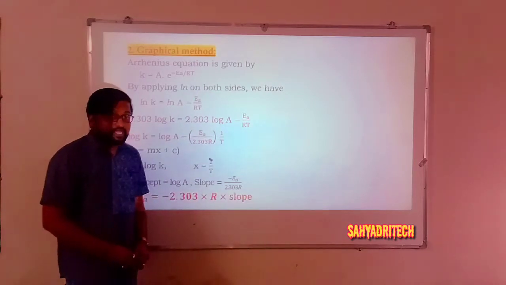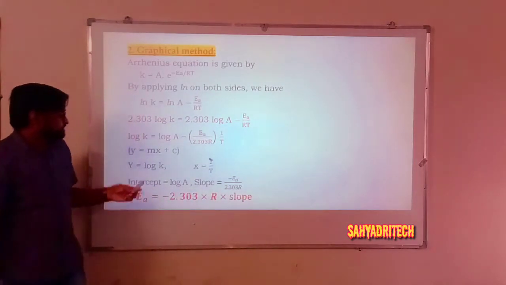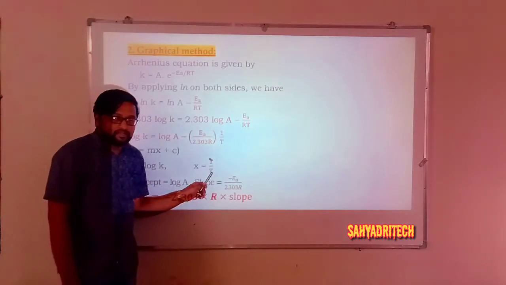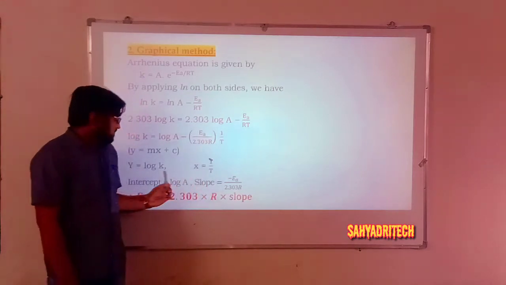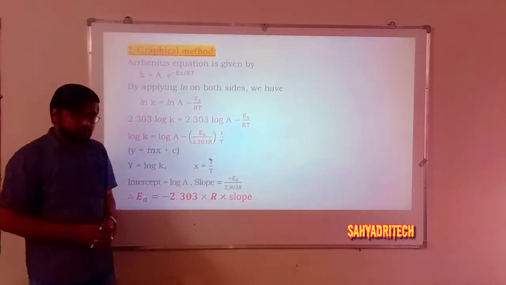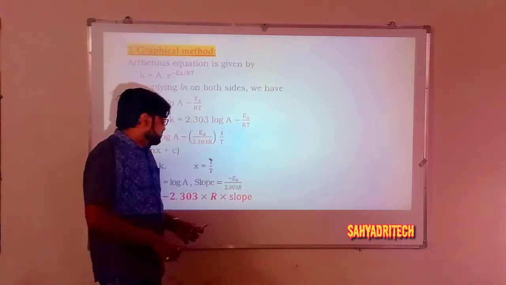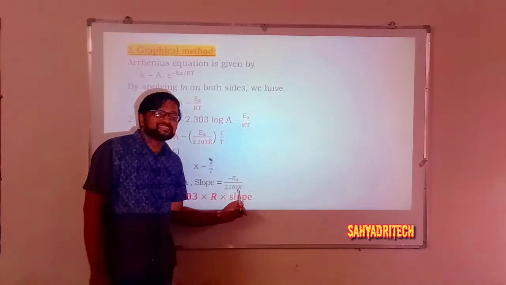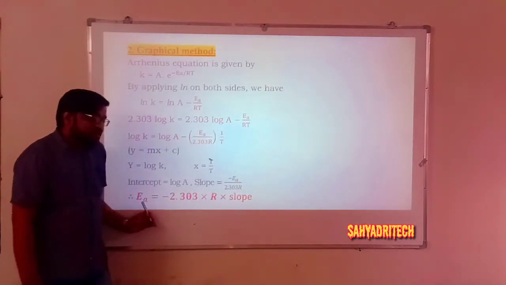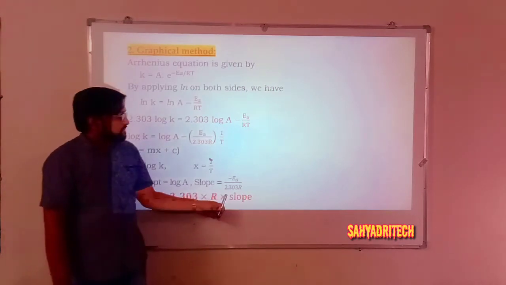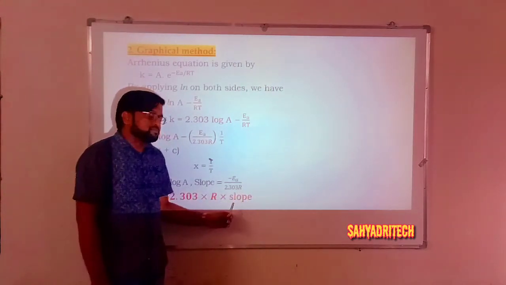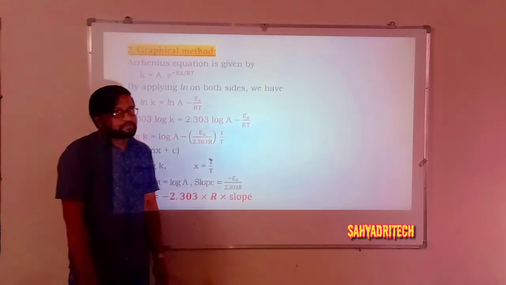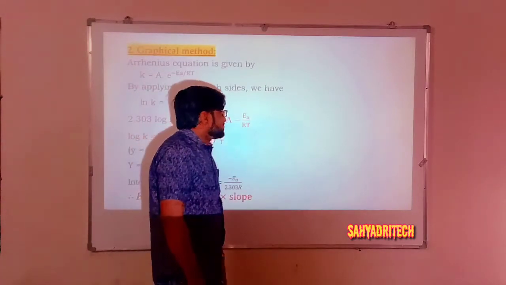Means by plotting a graph of, what are the coordinates I mentioned? Log K versus 1 by T. If you plot a graph of log K versus 1 by T, we get a straight line with slope equal to minus Ea by 2.303 R. On rearranging this, it is possible to get the activation energy. Means simply by calculating the slope of the straight line, if it is multiplied with minus 2.303 into R, we get the activation energy. Well, we can see it graphically also here.